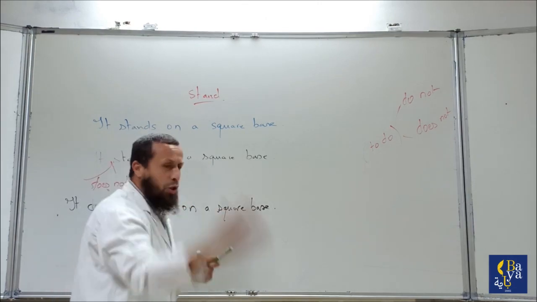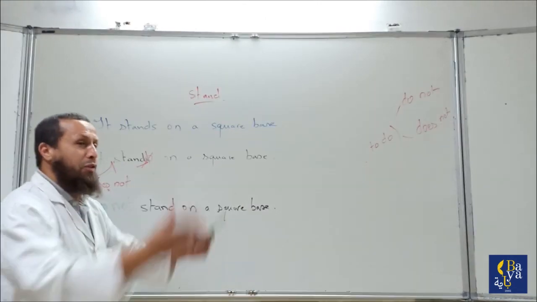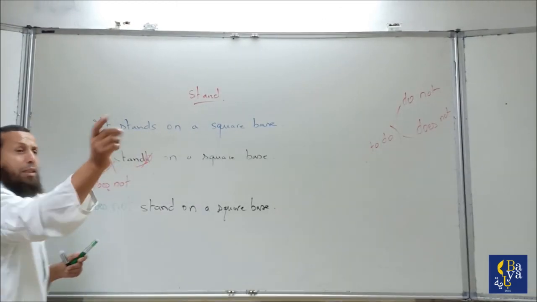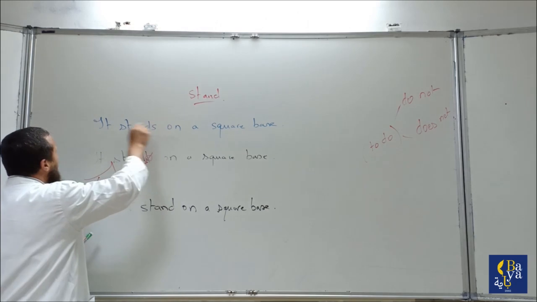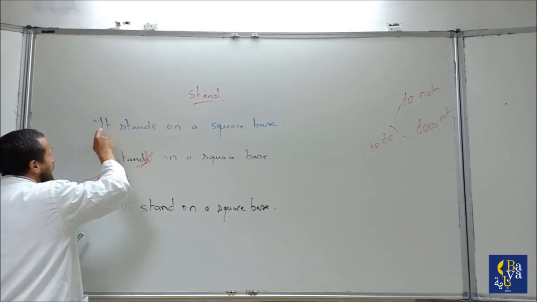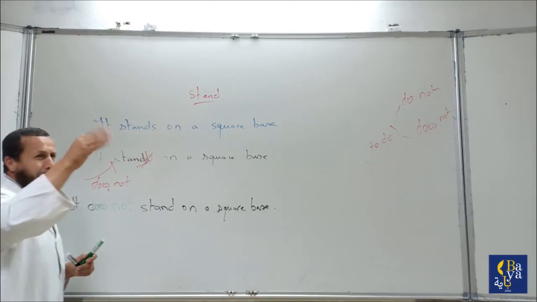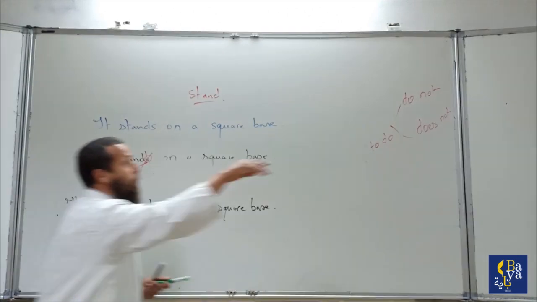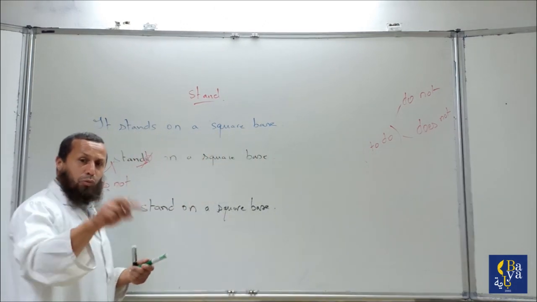stand, go, walk, work, write, erase, and all the other verbs, we never use not alone. We never use not here or here. We don't say it's not stand or it stands not. No, never. So what do we do? We just take do not or does not. Sir, how do we know do not or does not?